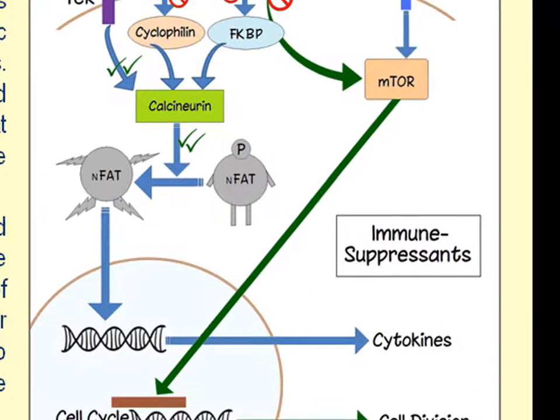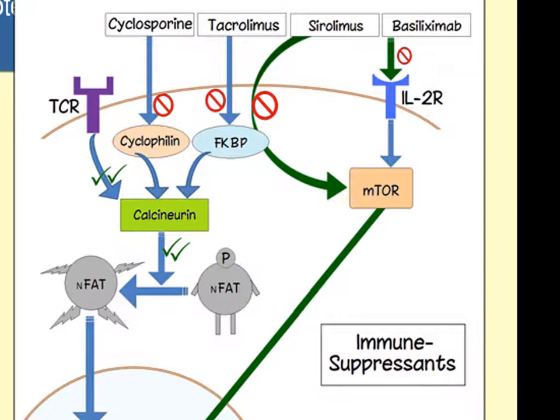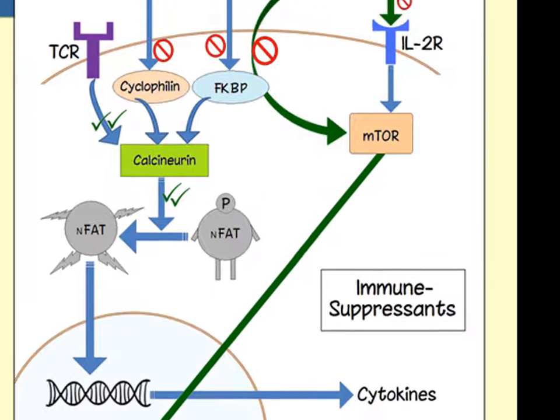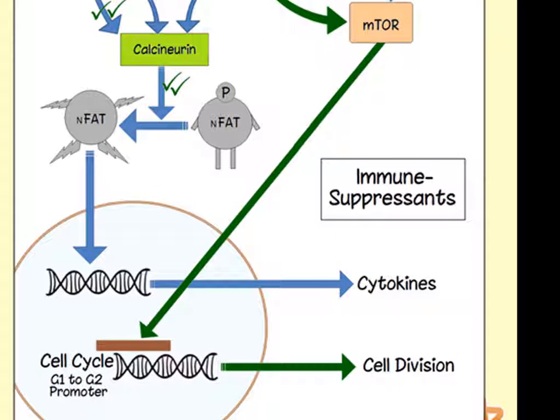I want you to note that T cell receptors that I'm showing here in purple on the surface also exert their nuclear effects through the same pathway, through calcineurin, activated NFAT, and activation of promoter genes in the nucleus. And that results in formation of different types of immunologically important cytokines.